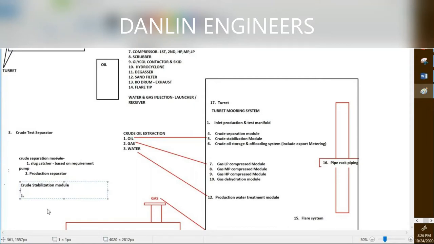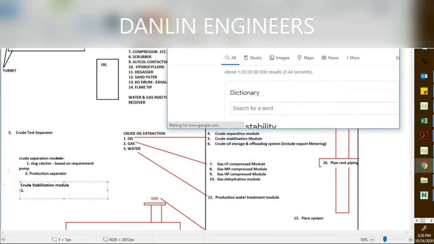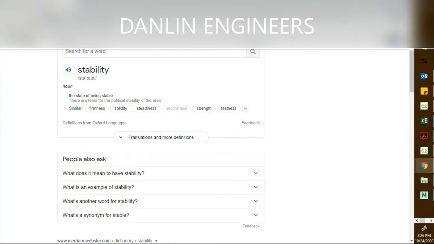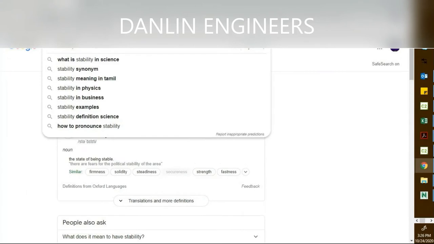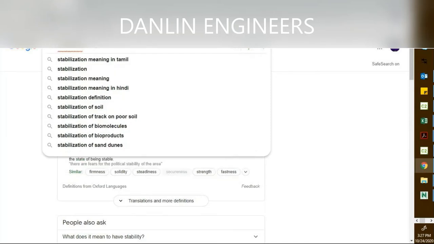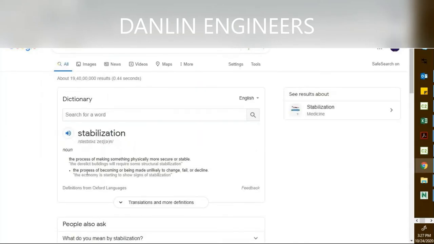Here, what are all the things that will come into the picture? Stabilization. What is the name? Stabilization. Definition, you know. If you search it, stability means the state of being stable. So like that they mentioned. As per the internet, the definition is: stabilization is the process of making something physically more secure and stable.